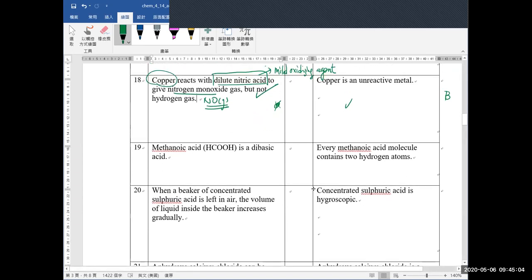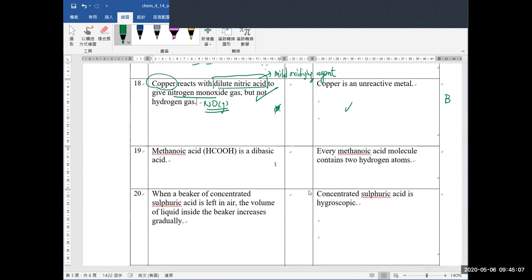And 19. 19 is D, correct. It's not dibasic. So what is the basicity of the acid? It is monobasic. So tell me which hydrogen can be ionized. Now, very tricky question. Which hydrogen can be ionized? Which one? Bonded with, oh yes, that's right, this one. This is the one, okay? This hydrogen can be ionized. So, very authentic example. 20.